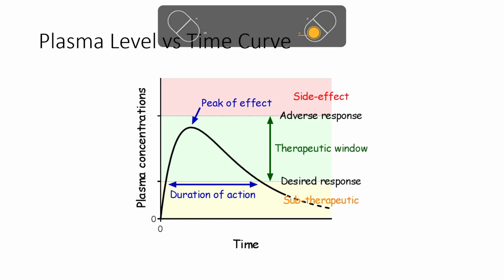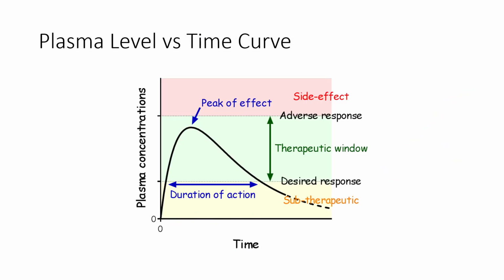So let's talk about the parts. As you can see, there are different colors on the graph, and there are dotted lines along the graph. The first dotted line you will see is your MEC. The second dotted line is your MTC, or your minimum toxic concentration. As we discussed earlier, the therapeutic window lies between the MEC and the MTC.